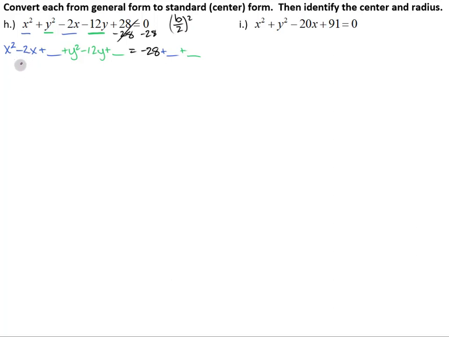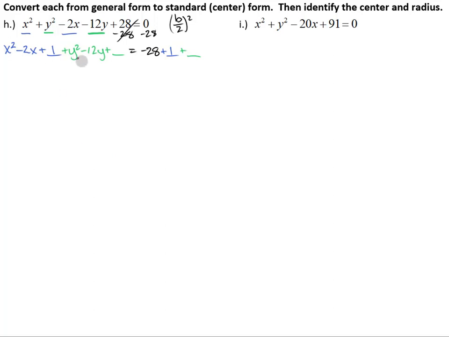So what is half of negative 2? Well, that's negative 1. And when we square that, we get positive 1. It's always a positive value when you square it. That's why it's always plus here. But we need to add 1 to both sides. So I'm going to do that in blue. Let's go ahead and add 1. That's the value that completes the square for x.